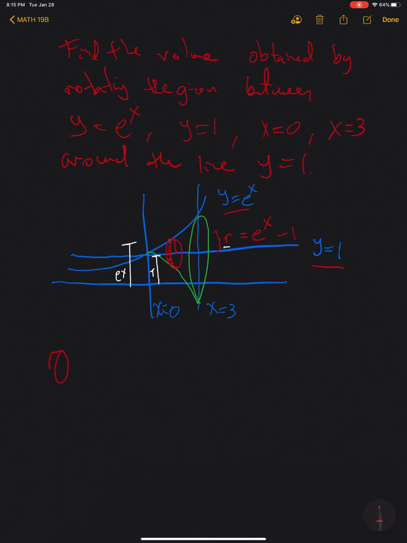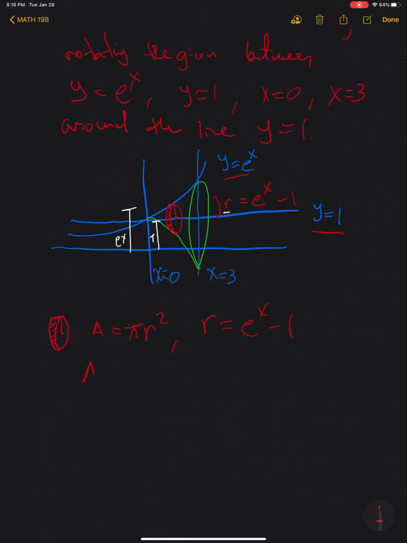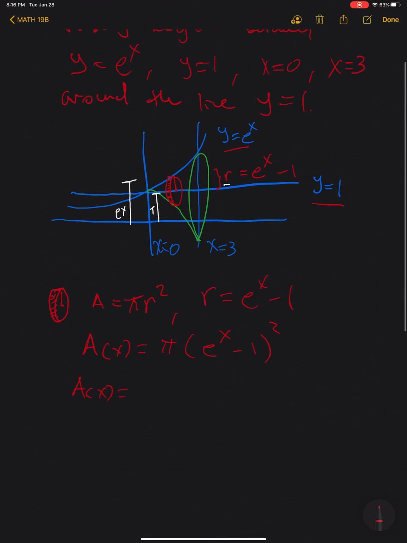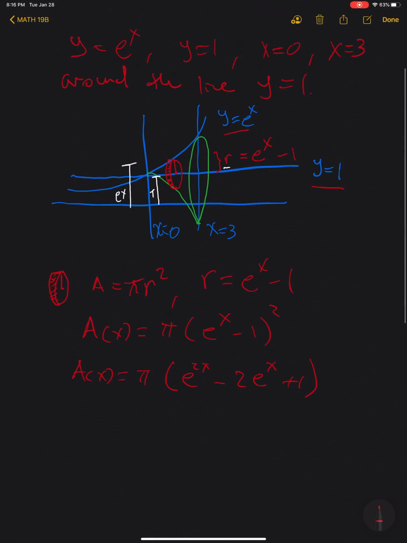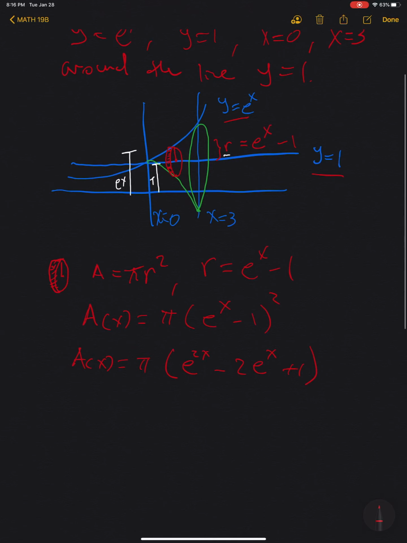So in the end, the area for each of these cross sections, each of these discs, is going to be nothing else but area equals pi r squared. Again, r in our case is going to be e to the x minus 1, which gives me that the area of these discs in terms of x is pi times (e to the x minus 1) squared. So I can simplify this, and I have pi times (e to the 2x minus 2 e to the x plus 1). Then I just have to put all these areas together, and that will give me the volume.